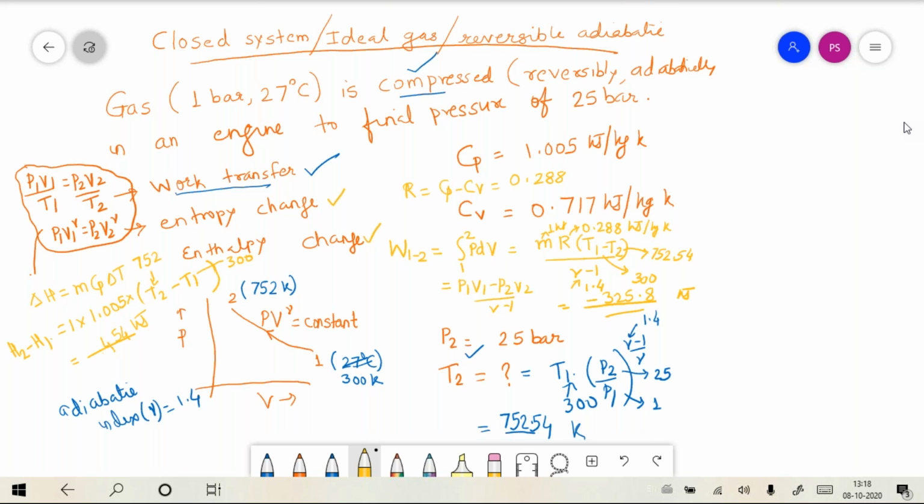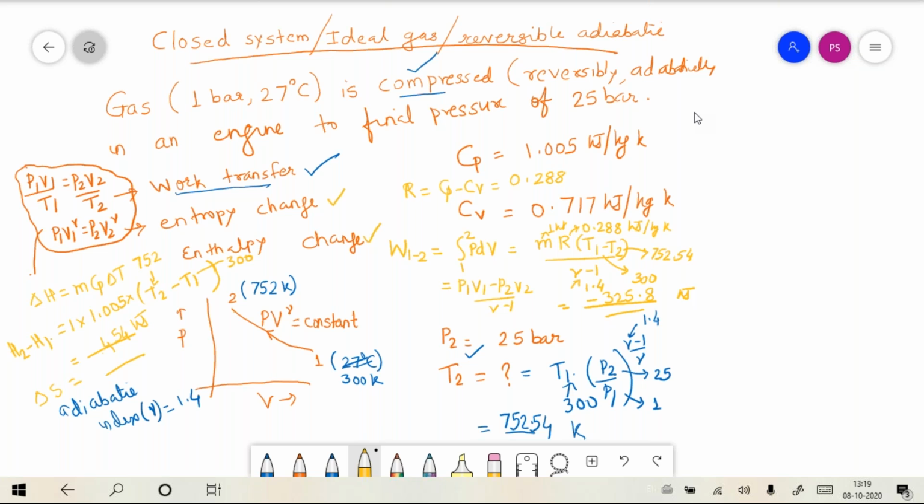How do you find the change in enthalpy? mCp delta T is the change in enthalpy. How did you find the work transfer? P1V1, or mR (T1 minus T2) upon gamma minus 1. How did we derive this expression? We derived it by solving the integral PdV. Why did we use the integral PdV? Because the system is a closed system. If it was an open system, we would have used another expression for work transfer. When it is a closed system, the area under the PV diagram is the work transfer.